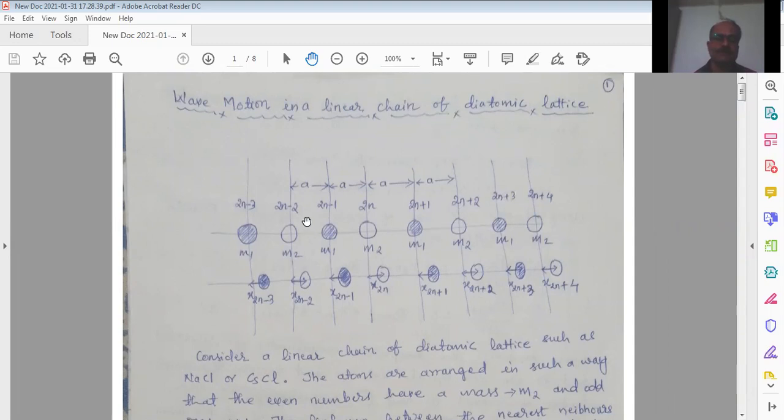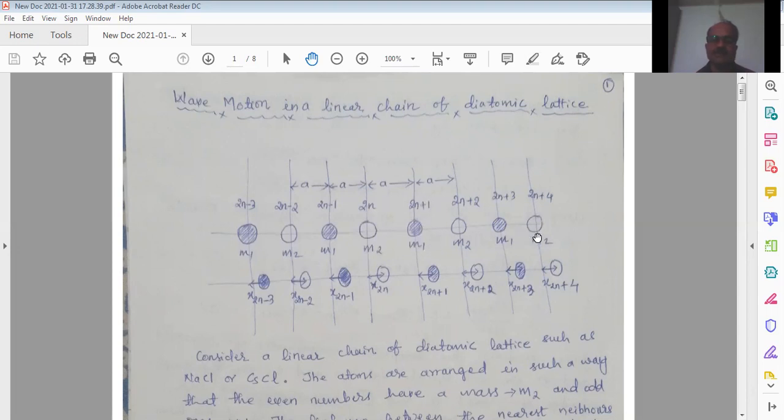In this diagram, you are looking at the diatomic lattice because there are two kinds of atoms. This is an atom of one kind, and this is the other, and they are placed alternately. This 2n is the numbering for this atom. The atom designated as 2n has the mass m2, and the atom designated as 2n plus 1 has the mass m1.